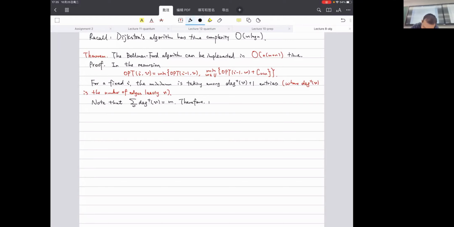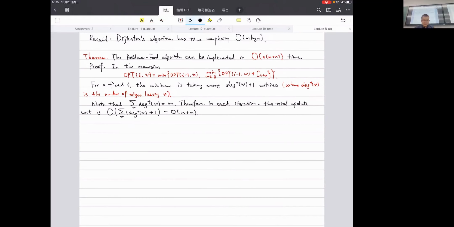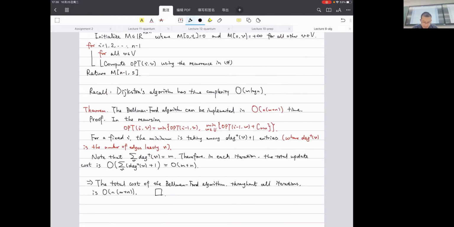So therefore, each iteration, the total update cost is O of the summation over v of degree plus v plus 1. Actually, this is exactly m plus n. This implies that the total cost of the Bellman-Ford algorithm, since we definitely need to go through all the iterations from i equals 1 to n minus 1, is going to be O of n times m plus n. And needless to say, this is in general more expensive than Dijkstra's.